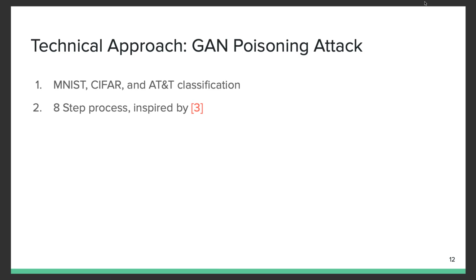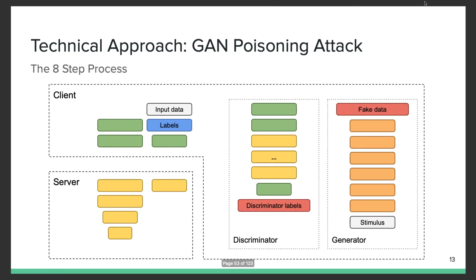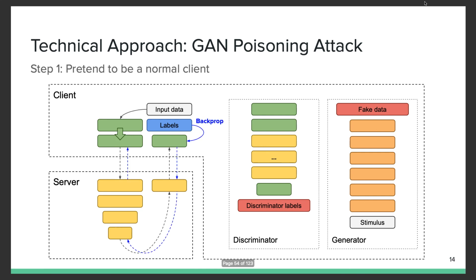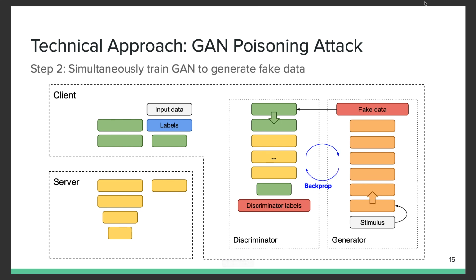And then we have our GAN poisoning attack. This is the main meat of our project. Our research has shown that this could be most detrimental to split learning. We're going to be performing this with MNIST, CIFAR, and the AT&T classification data sets, and we have an 8-step process that's inspired by a federated learning GAN poisoning attack, but we have to add extra steps because we're dealing with a black box model. So in this 8-step process, we have our split learning model here, and then we have our discriminator and generator as the GAN. So in the first step, we train just like normal with the normal split learning method. We're basically pretending to be a normal client. Simultaneously, we train the GAN to continuously generate better and better fake data.